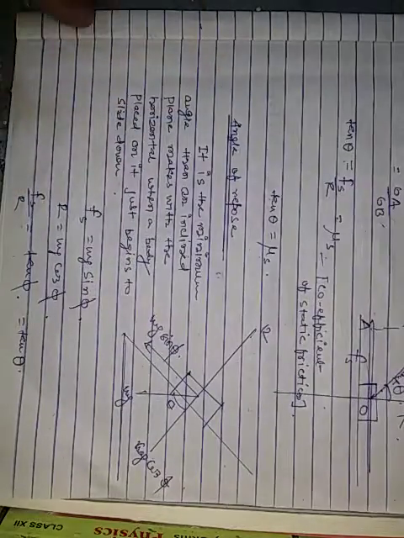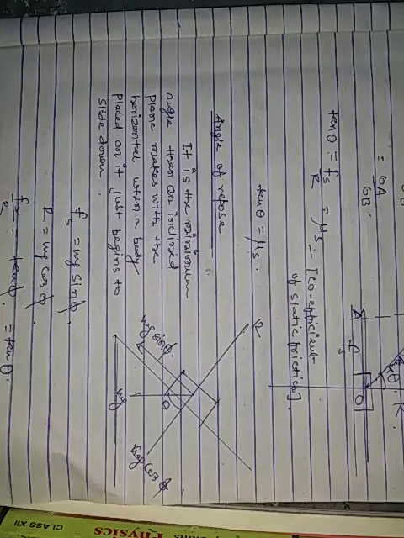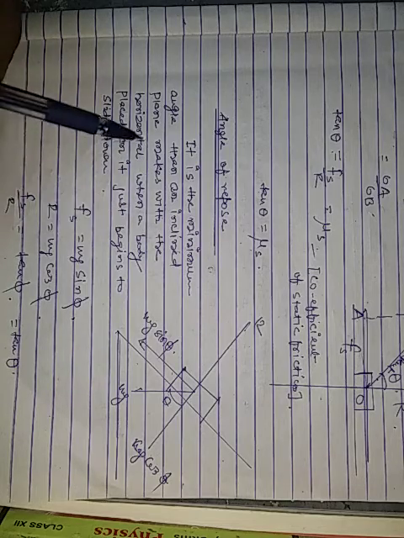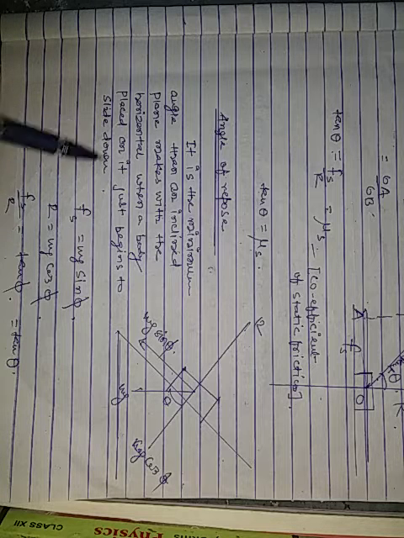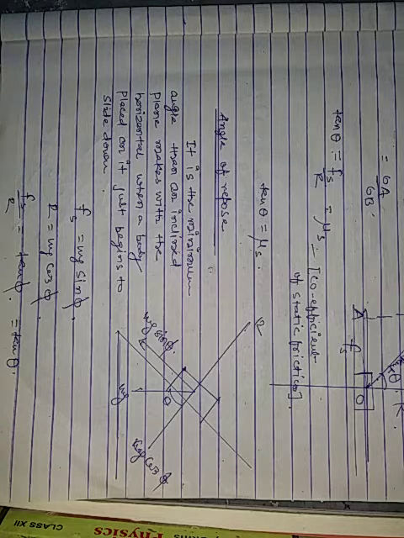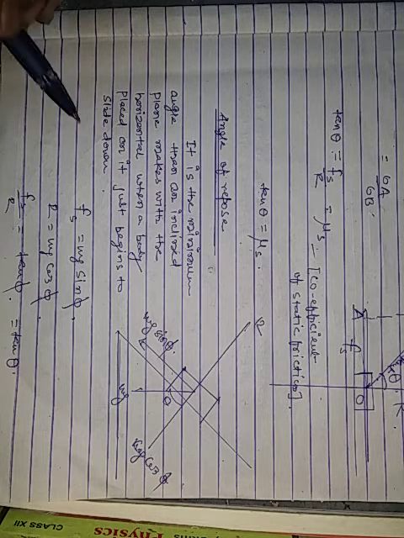Okay, now the angle of repose or angle of sliding. It is the minimum angle that an inclined plane makes with the horizontal when a body placed on it just begins to slide down.